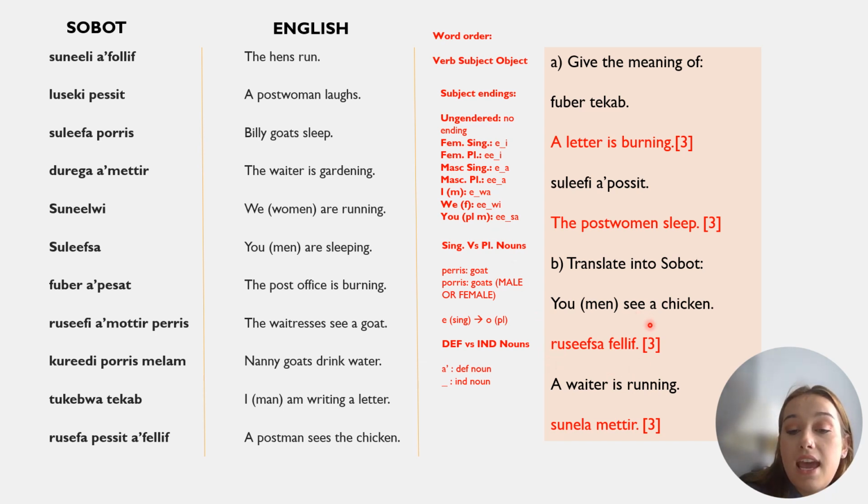And then a chicken is the word that you're looking for. So if it's indefinite, it doesn't have the A apostrophe, so that's all right. And then you have to find the word for chicken, which is here. So felif. So that's why it's rusifsa, felif.